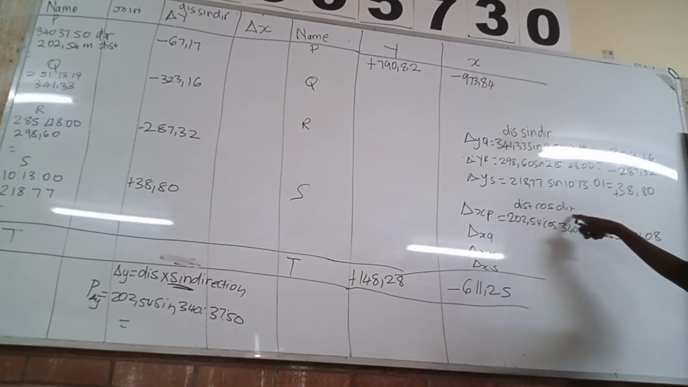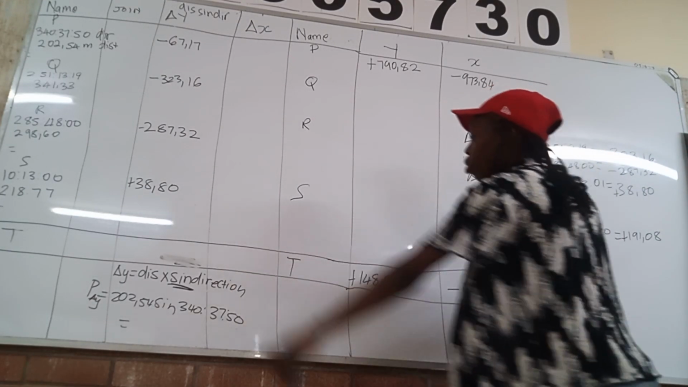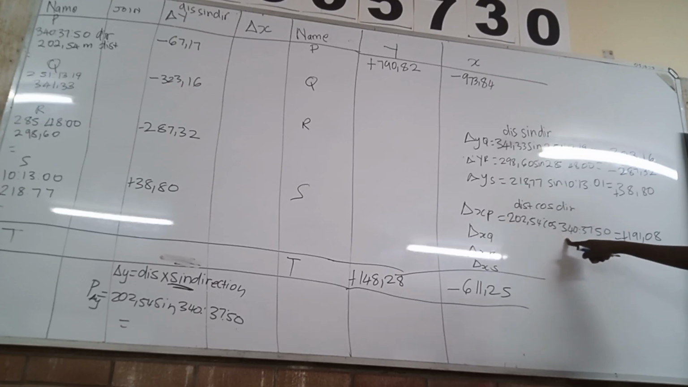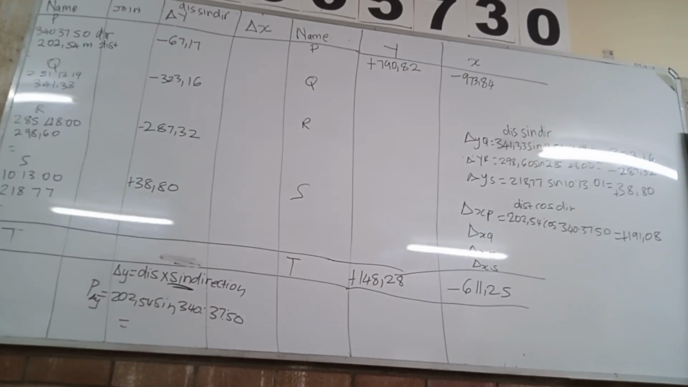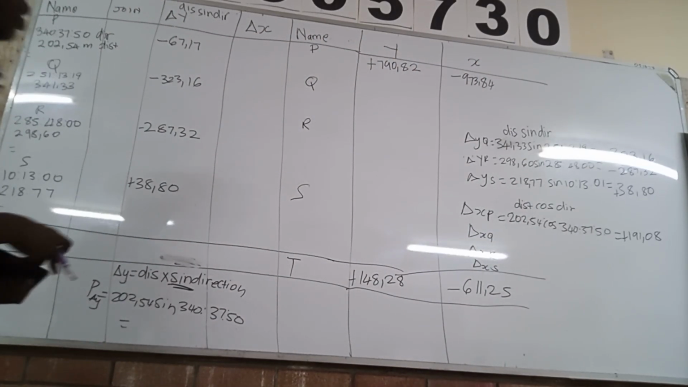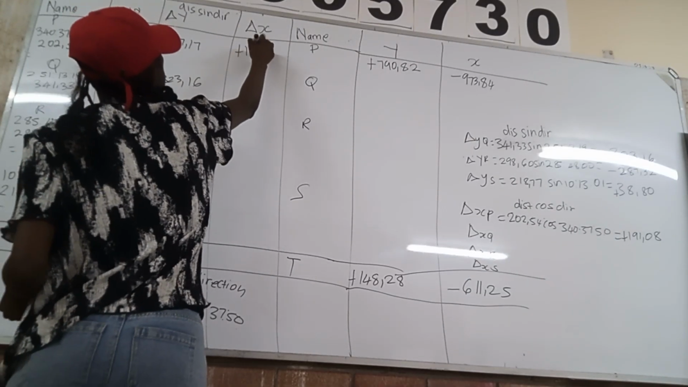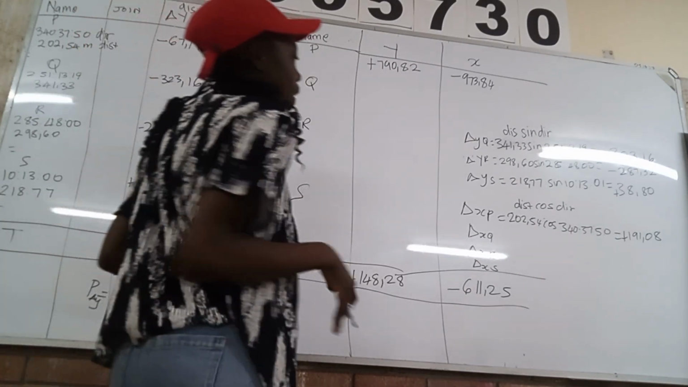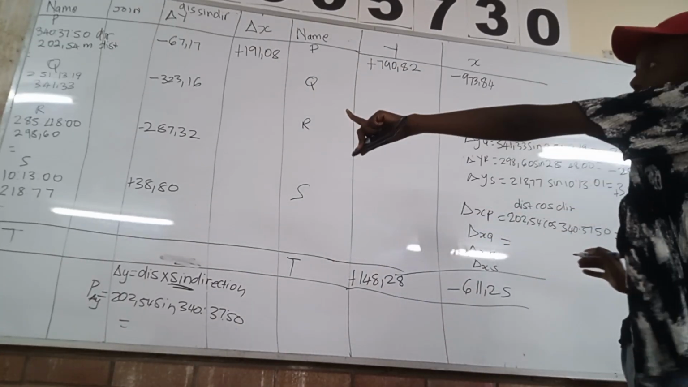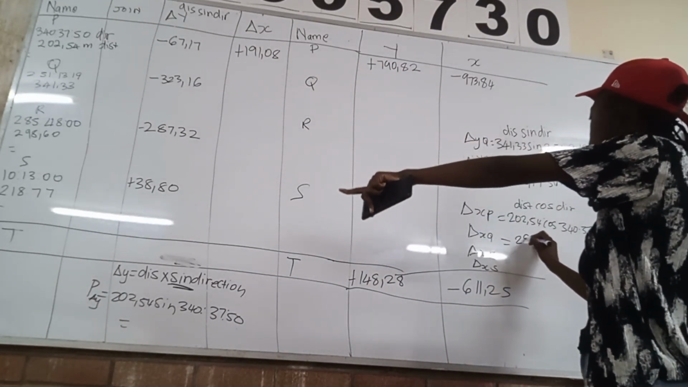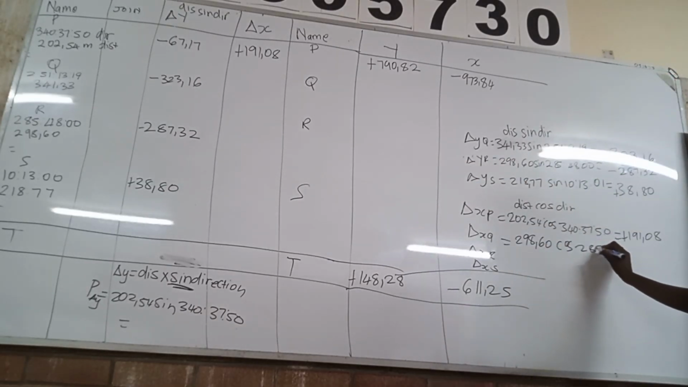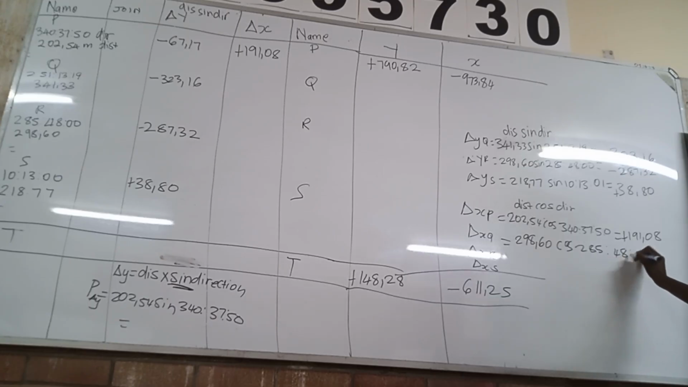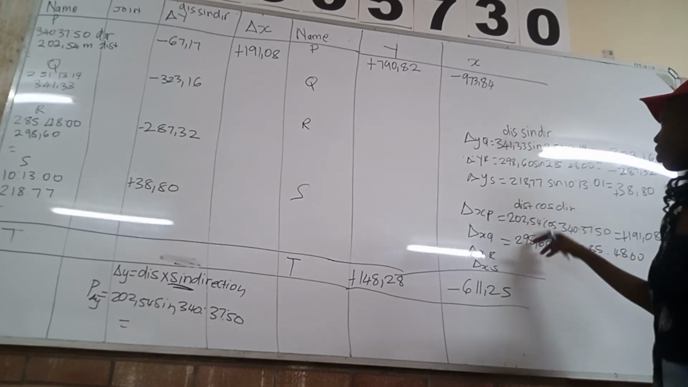So here is the formula for change in x: distance, cos, the direction. What is the distance for P? 202.54. Cos, our direction is 340°37'50". So we got positive 191.08. So let's do the rest. Change in x at Q, it is the distance. What is our distance? 298.60, and then cos 285°48'00". Don't forget, for change in x, it is distance, cos.